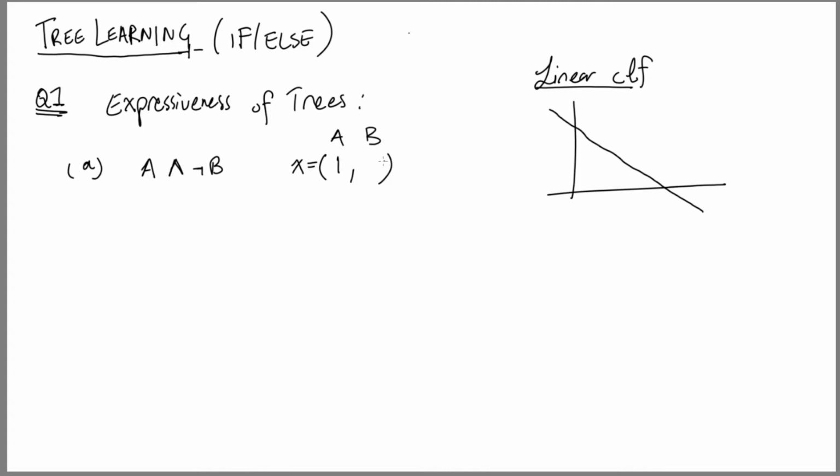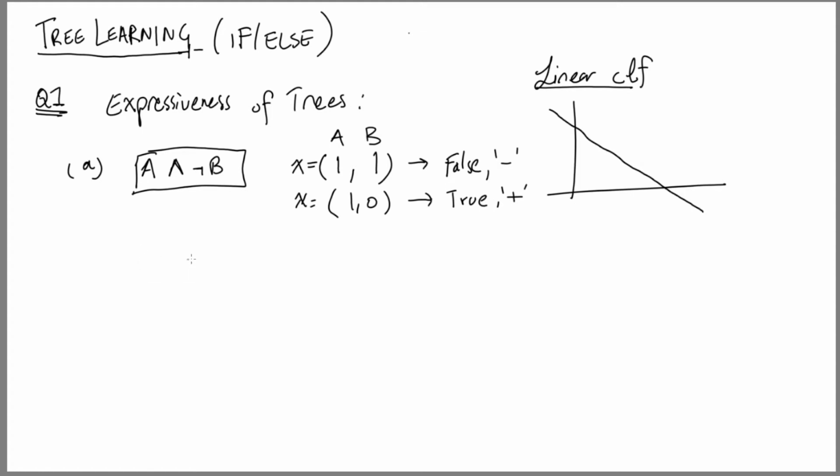Then if A is 1 and B is 1, this should get classified as false or negative or whatever you want to call it. Whereas if I get X equals 1, 0, this should come out as true or plus, based on this particular function.